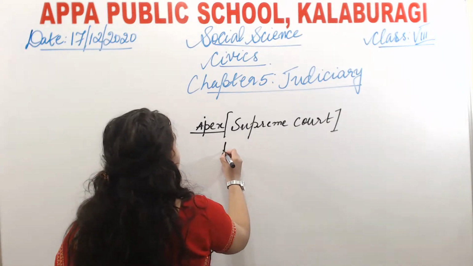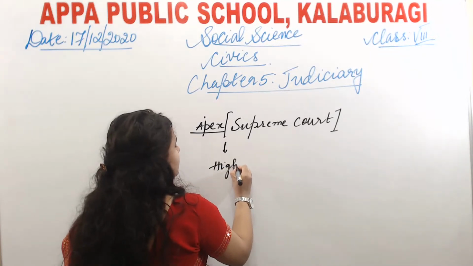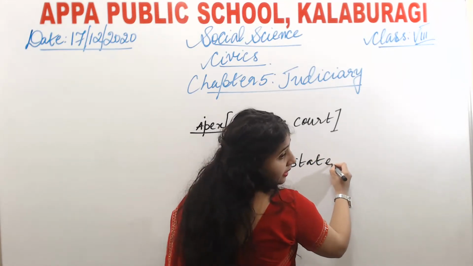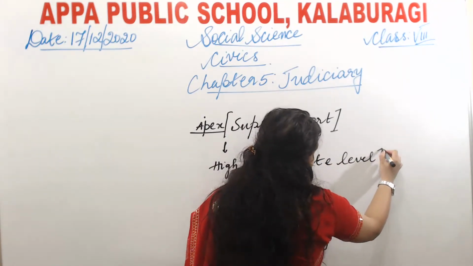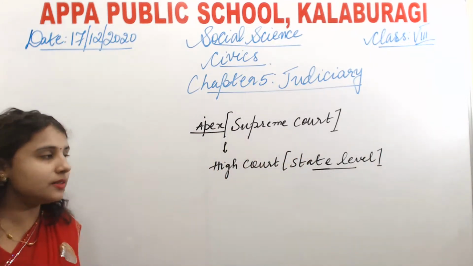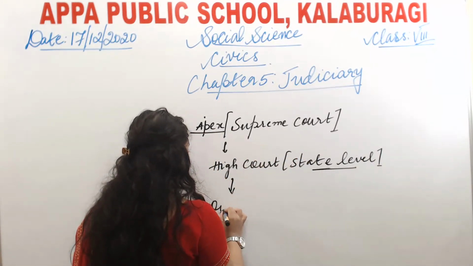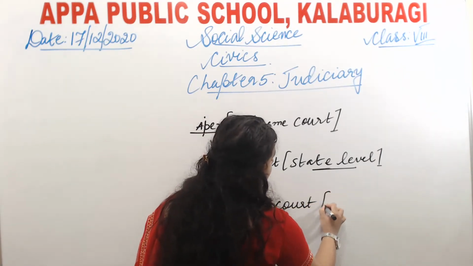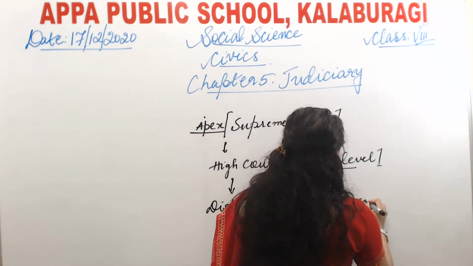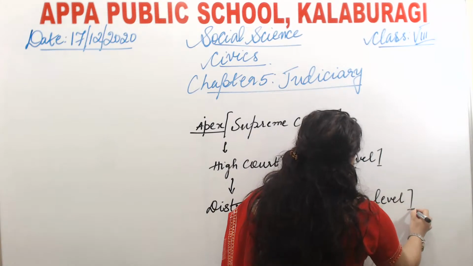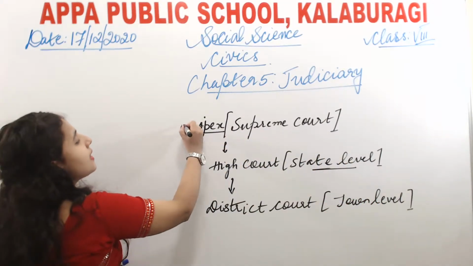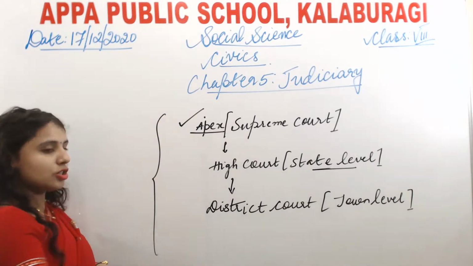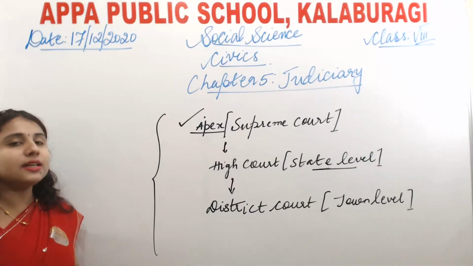Then High Court. High Court at state level. Yes, correct. Then district courts. District court at town level. So apex court is the topmost court. This was the structure of courts in India. Then what did we discuss?